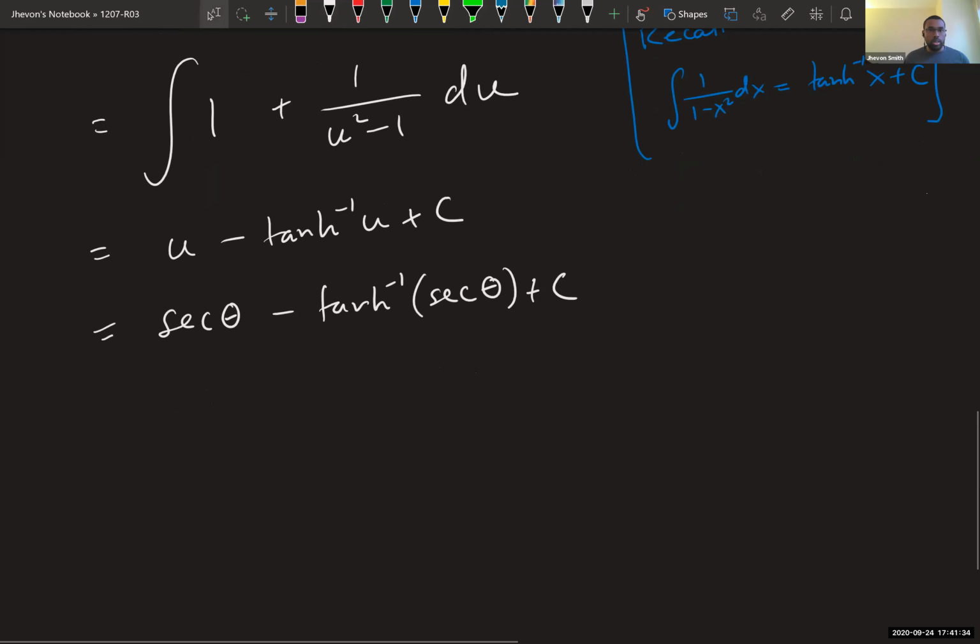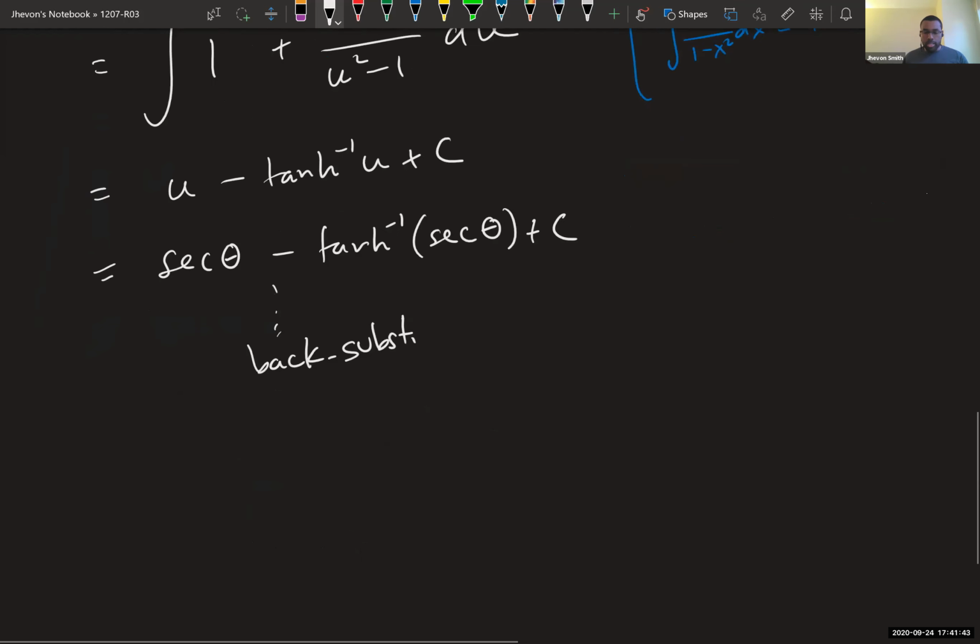And then you can do the trig back substitution. Not going to waste my time on that. It turns out, however, apparently, because someone tried to enter this, I can't say if they entered it correctly or not, but I know someone told me that they tried this and it didn't work. WebAssign didn't like this for some reason. I guess it didn't like that inverse tanh.